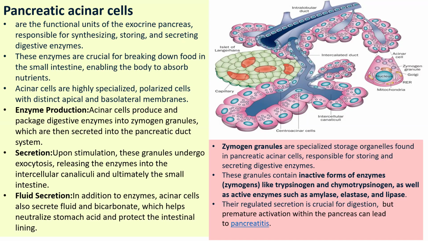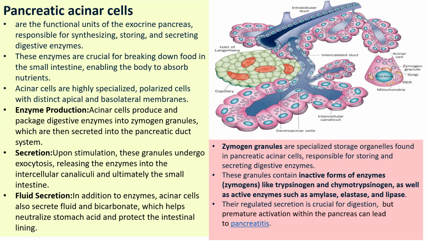In addition to enzymes, the acinar cell also helps in the secretion of fluids and bicarbonates, which maintain the alkaline environment of the pancreas and small intestine. So it helps in neutralizing acid and protects the intestinal lining.